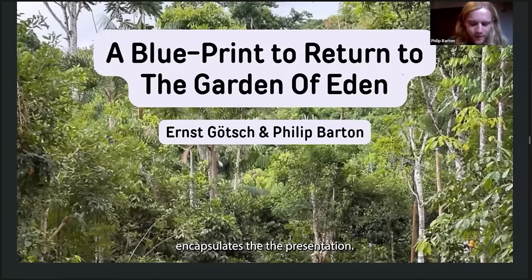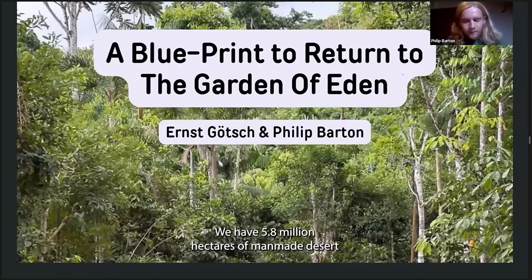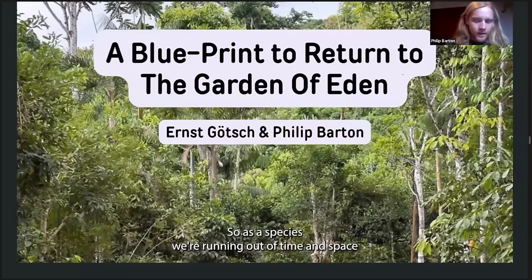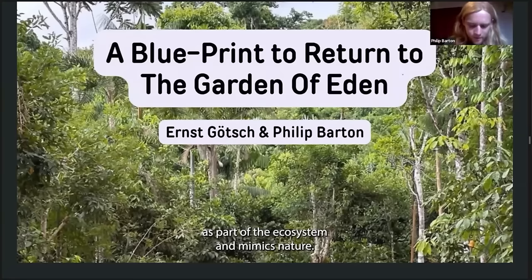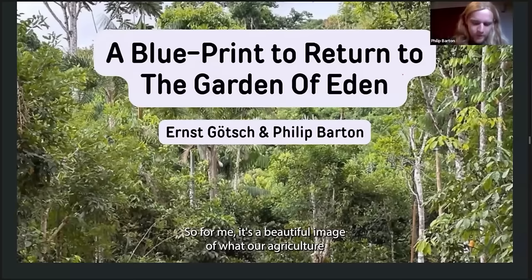Currently, 80% of all ecological damage is caused by our agriculture. We have 5.8 billion hectares of man-made desert, and 70% of fresh water is used for our agriculture. So as a species, we're running out of time and space. And here we can see Ernest's cacao farm that's integrated as part of the ecosystem and mimics nature. So it's restoring the hydrological cycle, cycling carbon back into the system, all while producing nutritious food. So for me, it's a beautiful image of what our agriculture could look like and what it should look like.